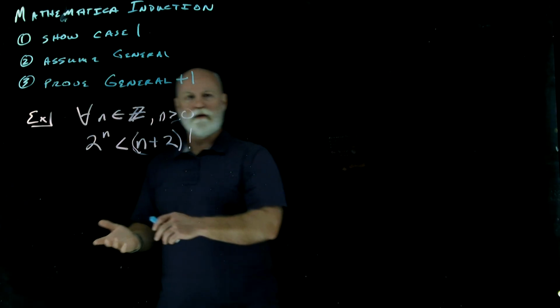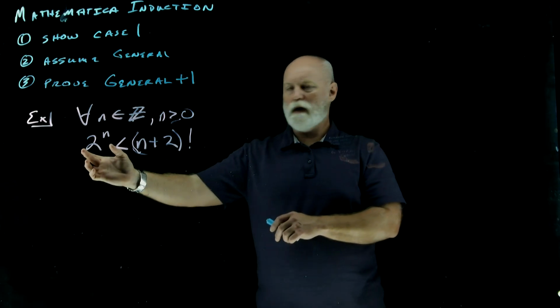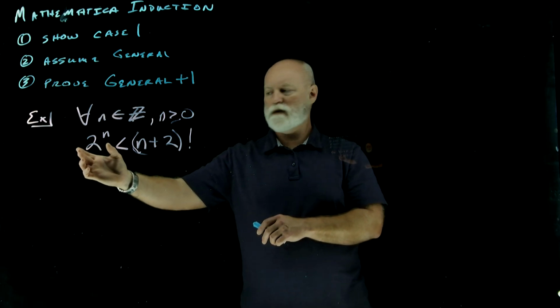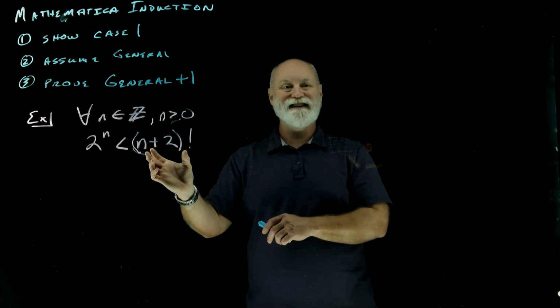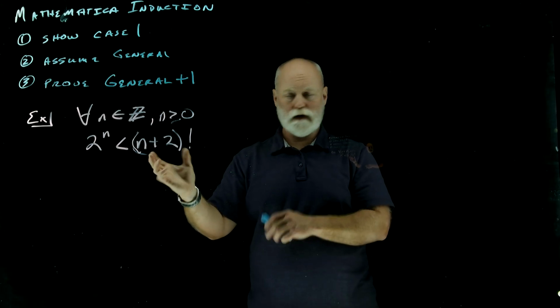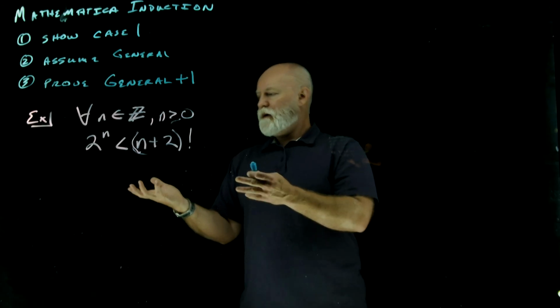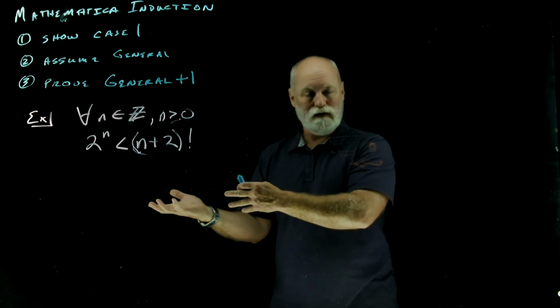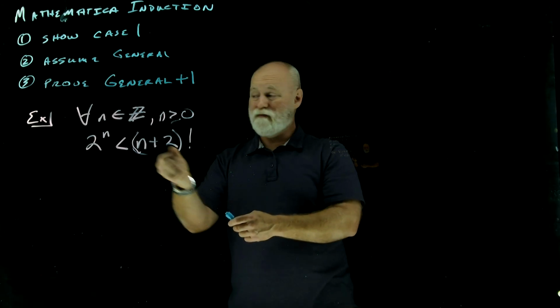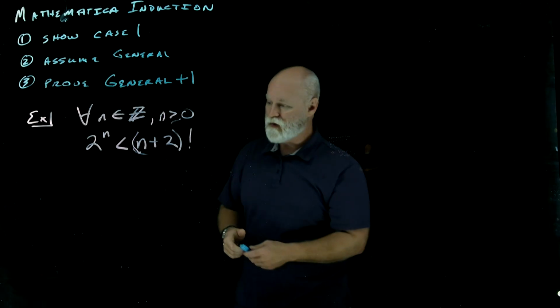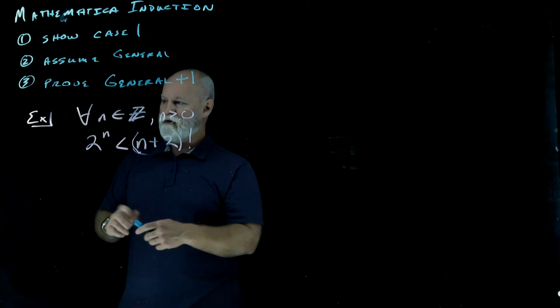So I have an example for us to work out. And here we're talking about a geometric sequence being less than a factorial sequence. That's the general idea of what we're looking at here. And that's always going to be true. Factorials are always going to grow larger long term than exponentials and most other functions as well, or sequences. So let's start with case 1.